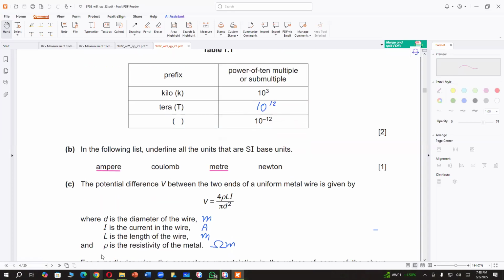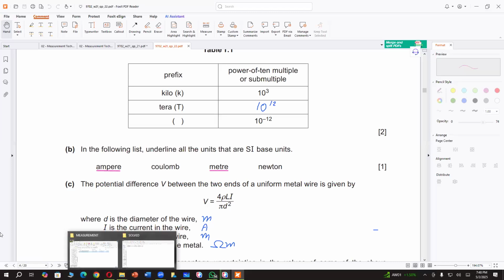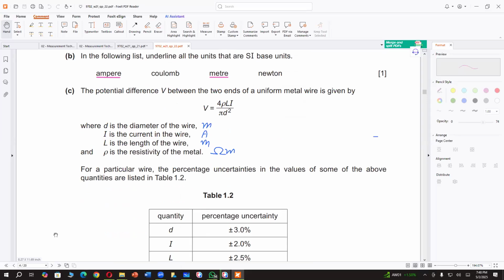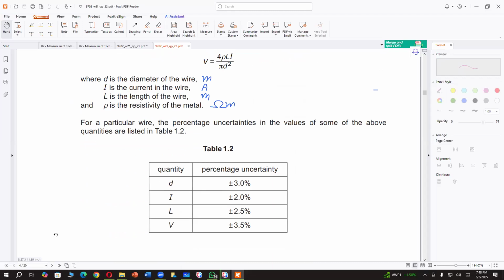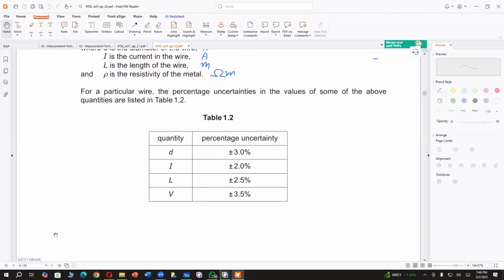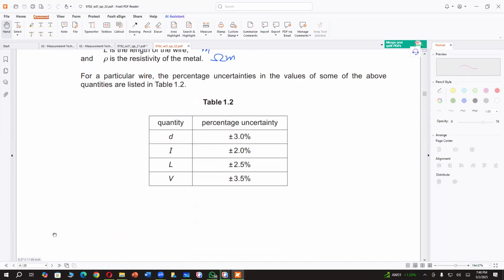The potential difference V between the two ends of a uniform metal wire is given. I have marked the letters for a particular wire. The percentage uncertainties in the values of some of the above quantities are listed. Look at these percentages. Observe the question. Yes, sir, I read.